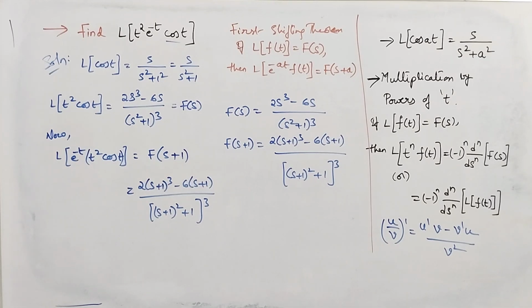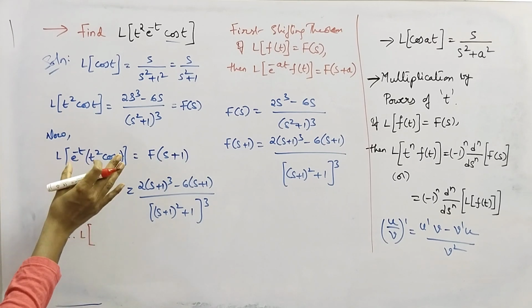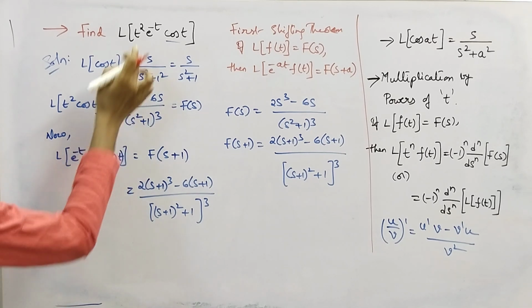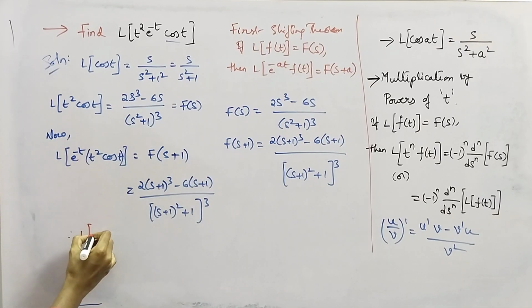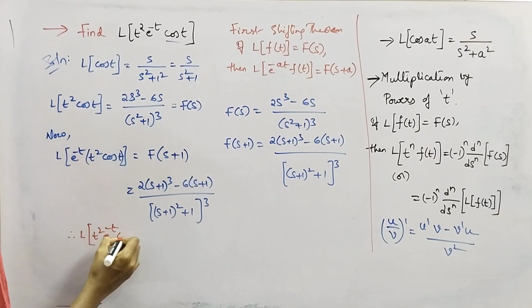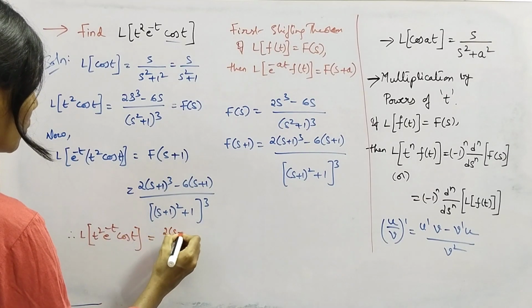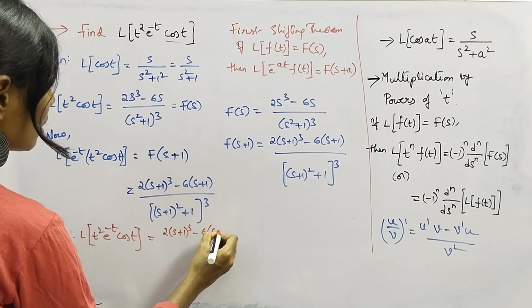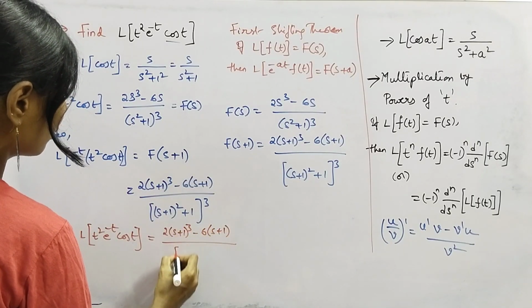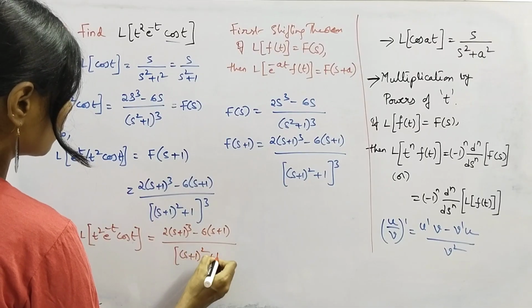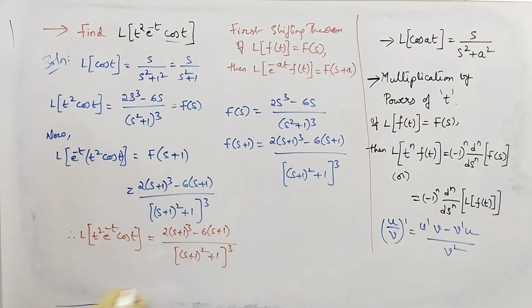If you want, you can simplify it or just leave it. Therefore, L of, see this I wrote so that you understand, I wrote the question like this, okay? So L of t square e power minus t cos t equals 2 times (s plus 1) whole cube minus 6 times (s plus 1), by ((s plus 1) whole square plus 1) whole cube. This completes the problem.